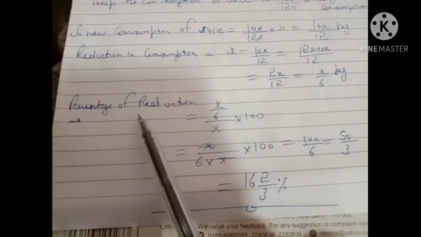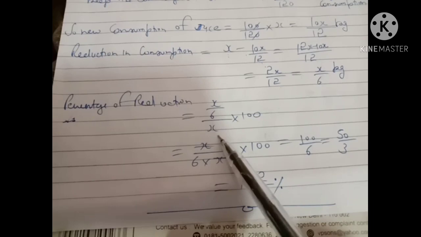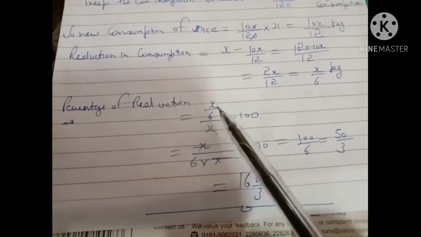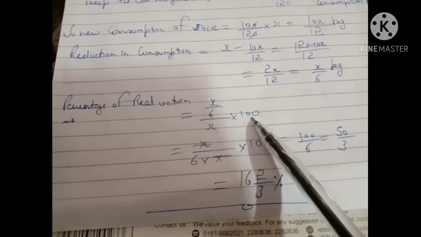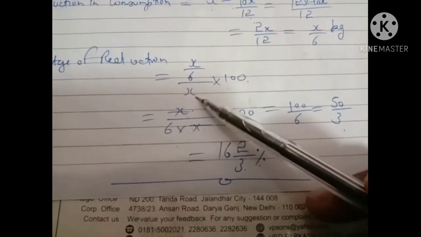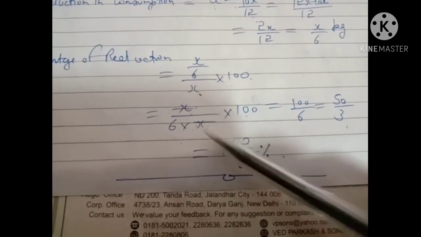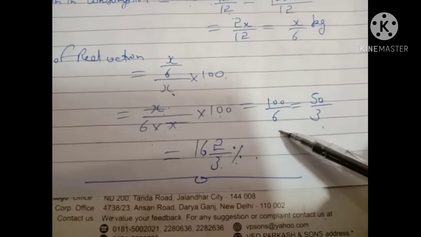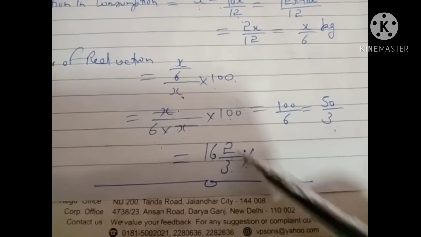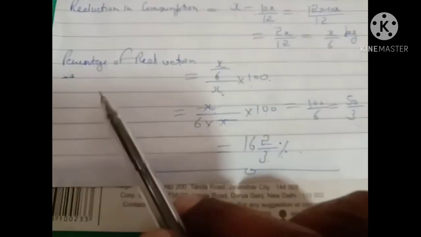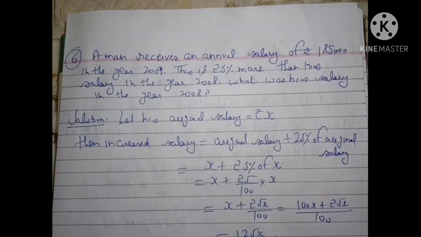And now we have to find the percentage of reduction, that is equal to the reduction in consumption divided by total consumption into 100. Reduction in consumption is x by 6. Total consumption is x, into 100. Now take this 6 to the denominator. It will become x into 6 into x into 100. And now this x and this x cancel, and it will become 100 over 6. Then it will become 50 over 3. And after division, it will become 16 and 2 by 3%. So this is the percentage of reduction in the quantity of rice. So this is the sum. Okay, now see the sixth sum.